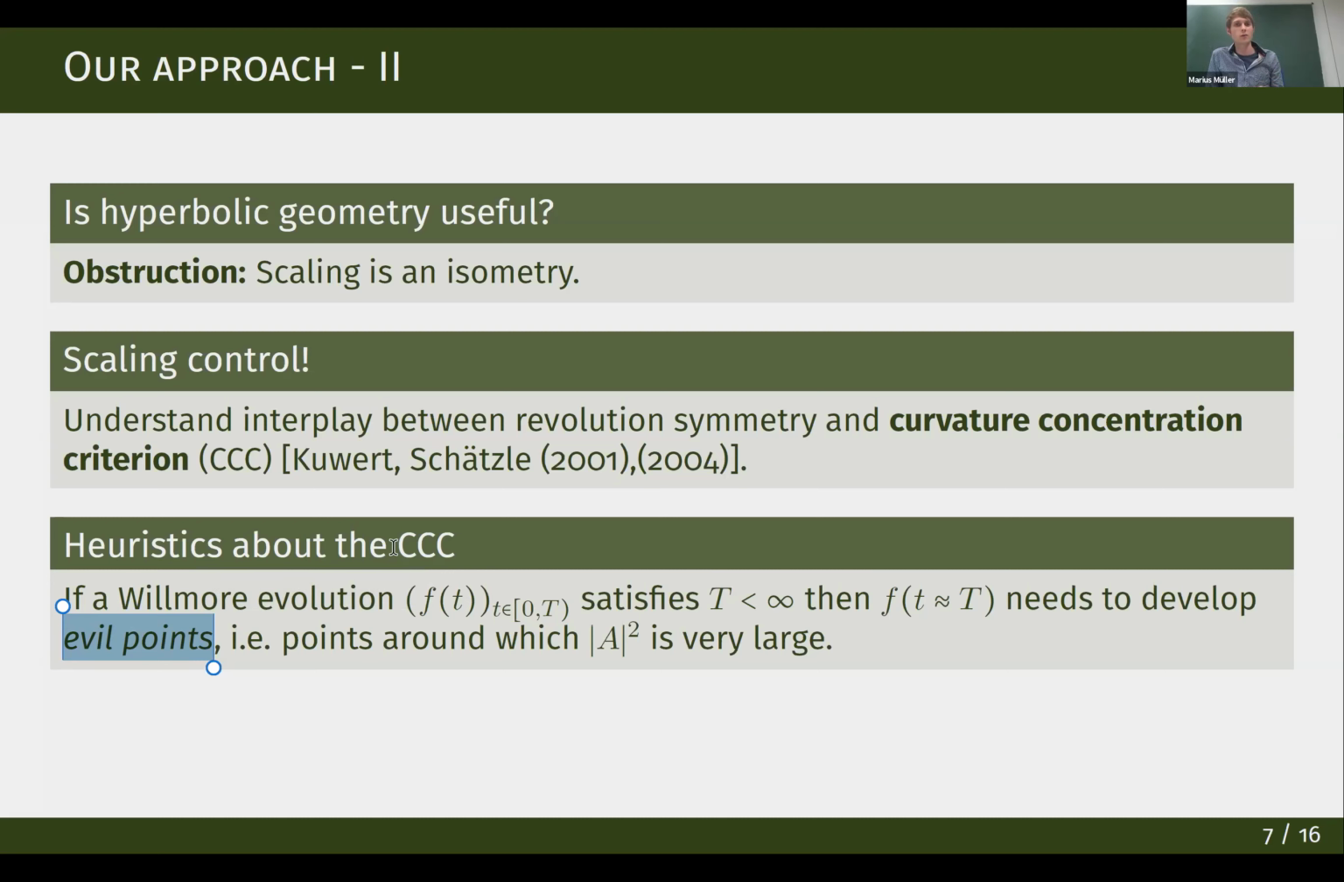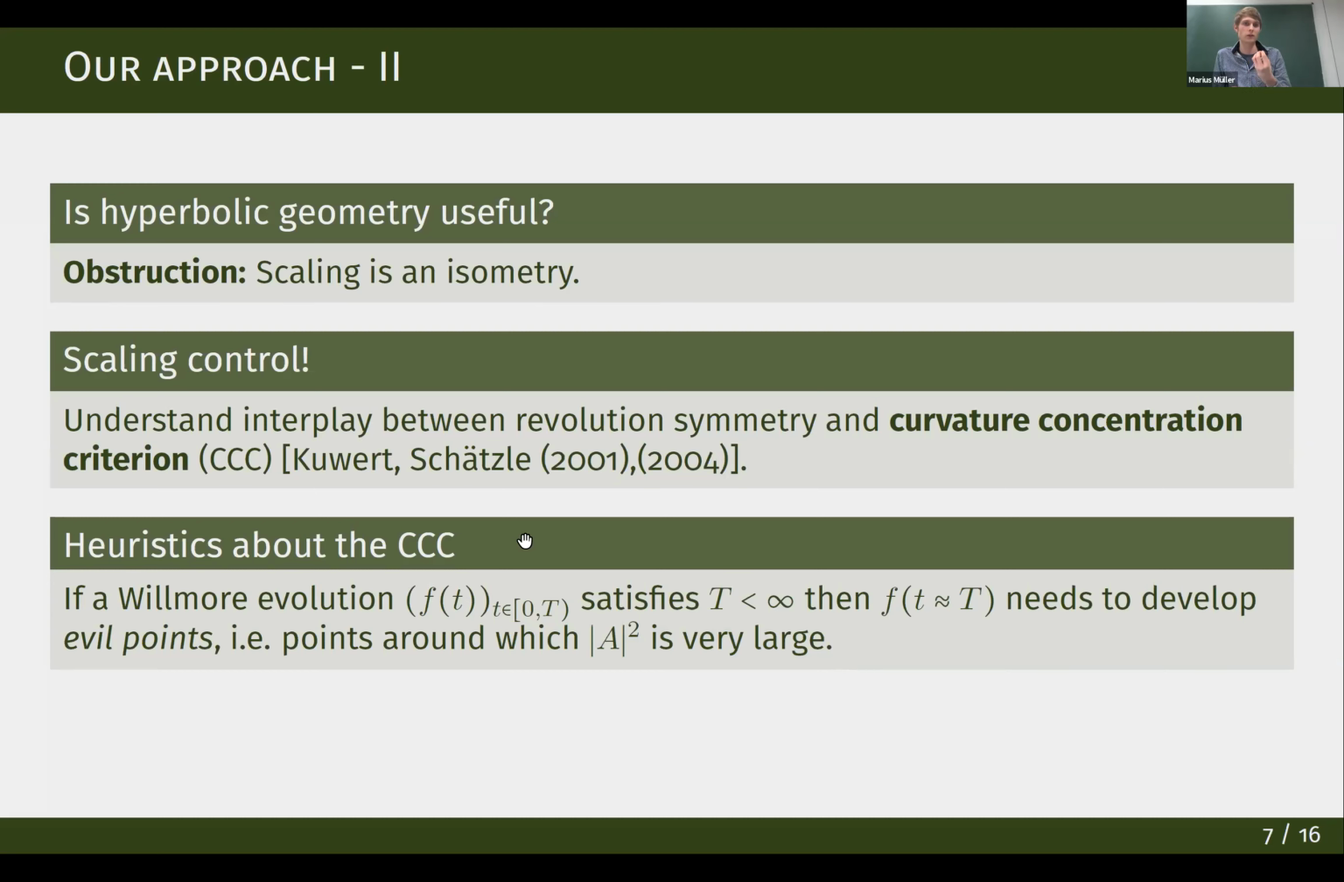The curvature concentration criterion says that you get evil points, and the points are evil in the sense that the second fundamental form is very large around this point. Think of this closing loop phenomenon. We talked about these examples where the singularity was that a loop closes, and this closing loop happens with a lot of curvature.